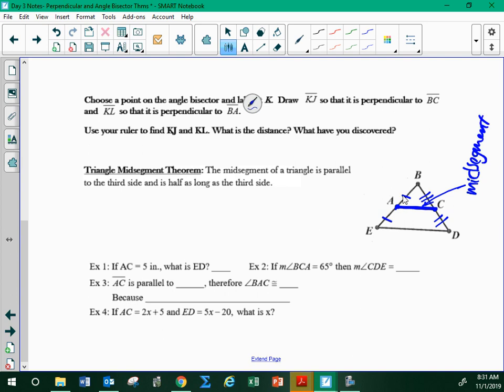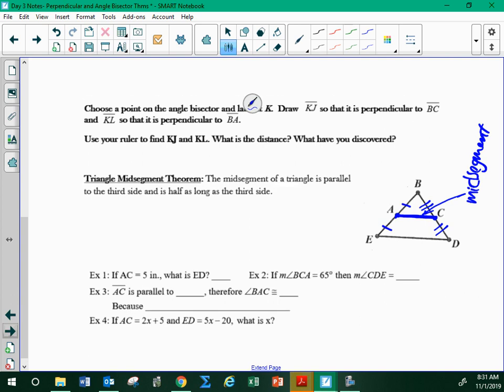So according to the theorem, that mid-segment is parallel to the third side. So segment AC is parallel to the third side, the side that's not connected. So it's parallel to ED. And it says that it's half as long as the third side. So the measure of AC is half the measure of ED.